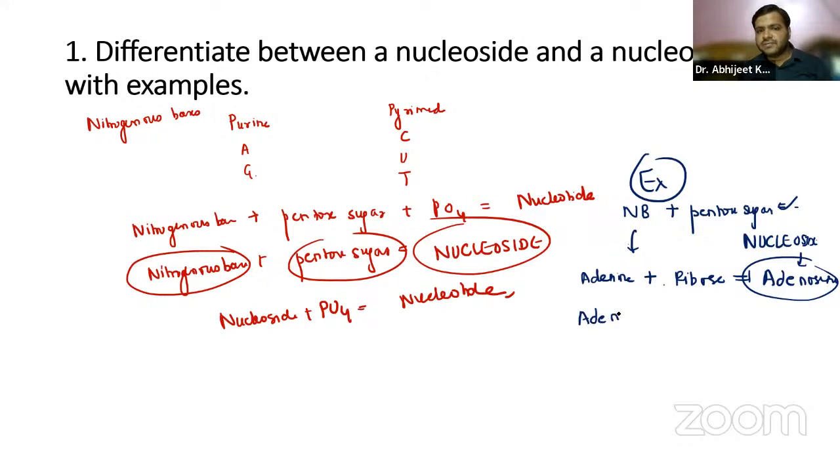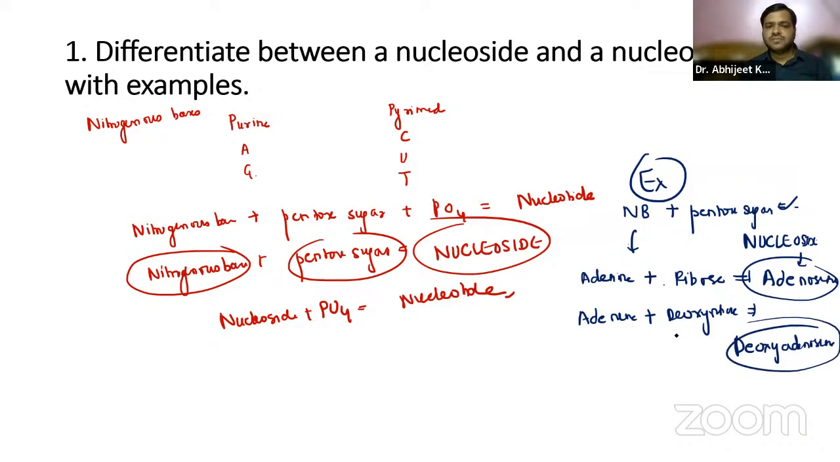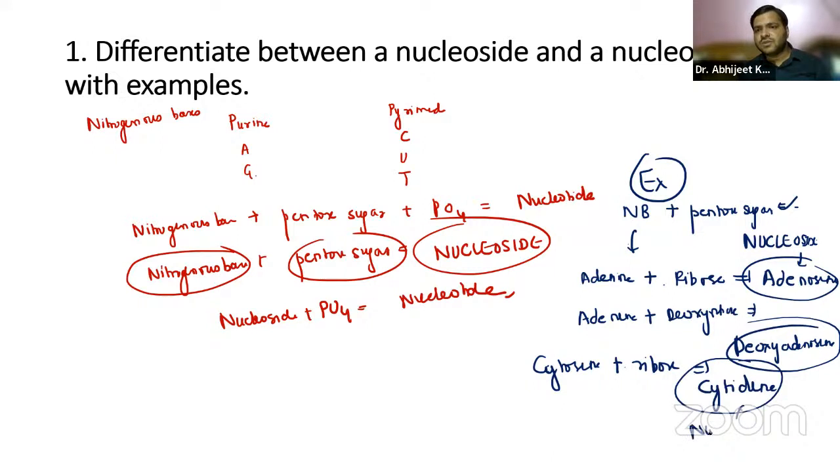We have adenine plus deoxyribose. So it is called deoxyadenosine. Adenosine, deoxyadenosine. Now let us take another example. Cytosine plus ribose. It is called cytidine. Cytidine is nothing but the nucleoside only.